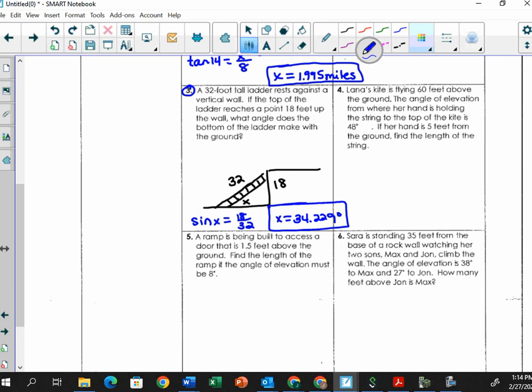Yeah, guys, let's go through the kite one too, and then we'll switch to our angles of depression. 32. How do you put this in the calculator? Inverse sine, 18 over 32.